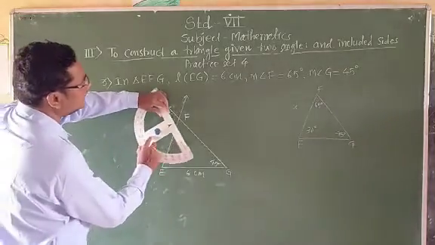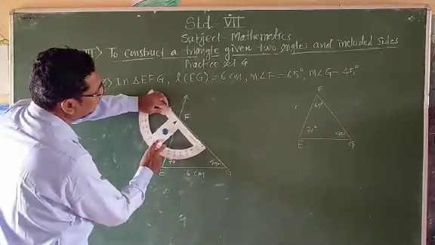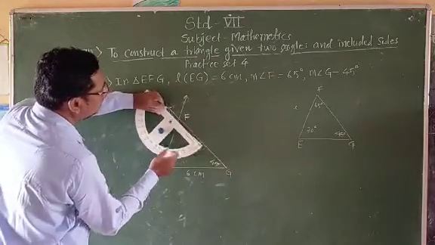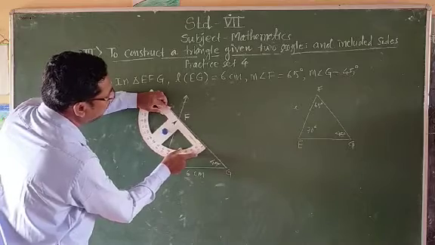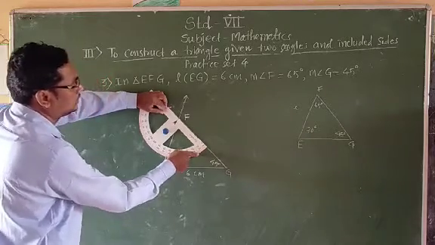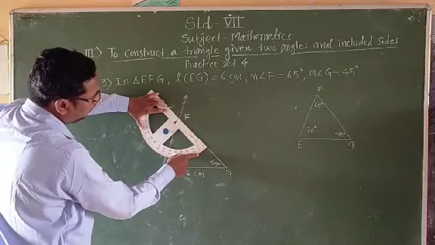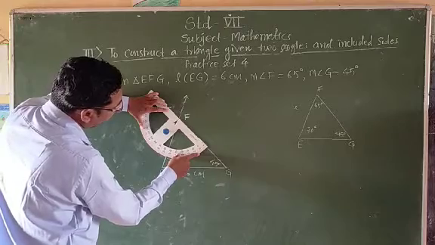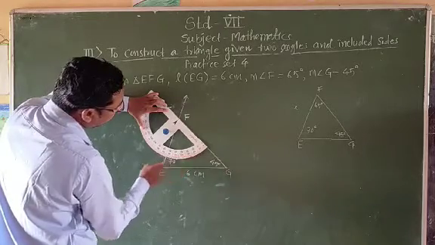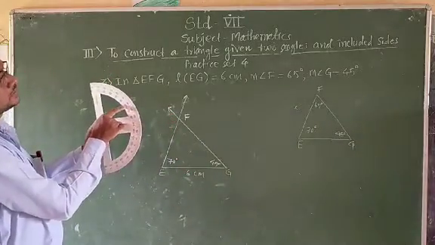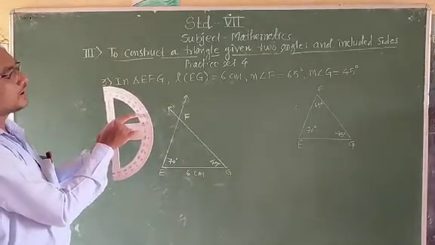So look here, keep this point, okay, F point. Keep this pointer of the protractor on the point F. It should be parallel to FG, okay. Now look here, we'll get the 65. We'll get the 65 degree, okay.